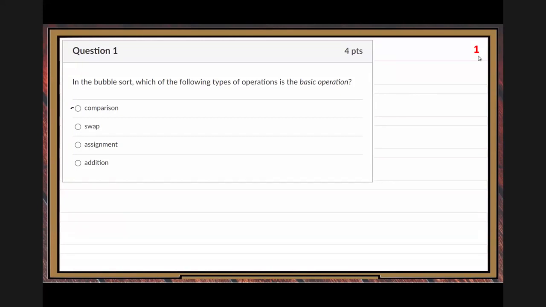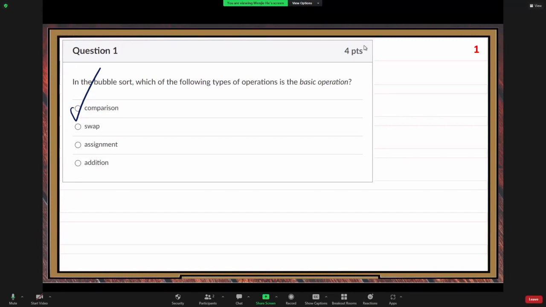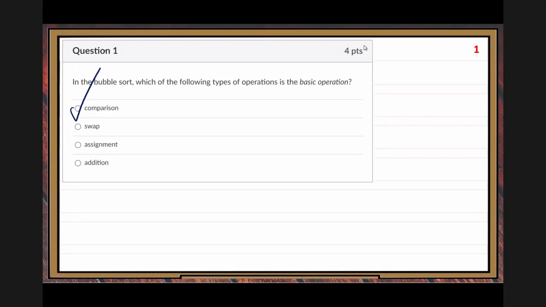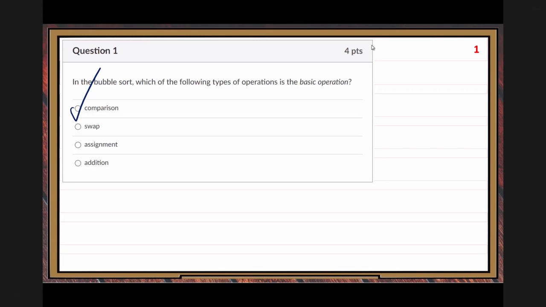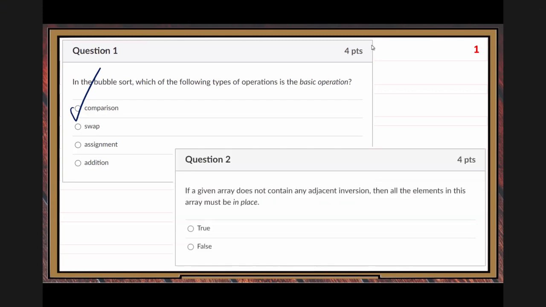Be careful. Although we do these two operations, remember, for the swap, many times we do not do a swap. If we do not find an inversion, we do not do a swap. Only when we find an inversion, we do a swap. But we always do comparisons. For that reason, comparison is the basic operation. That's simple.